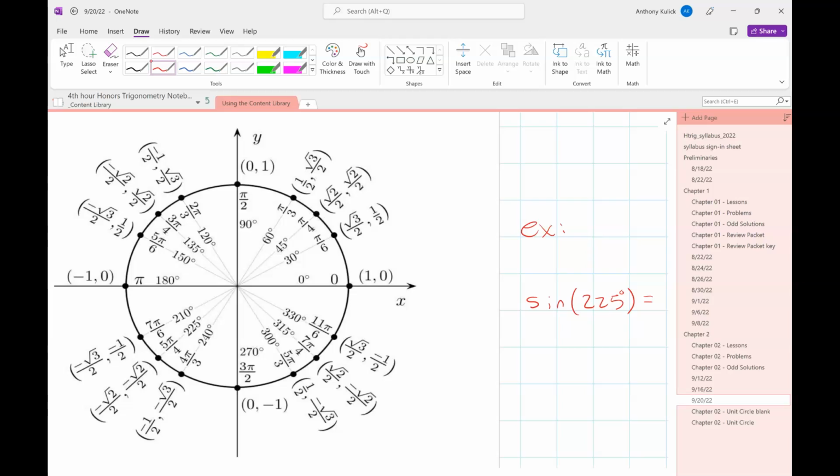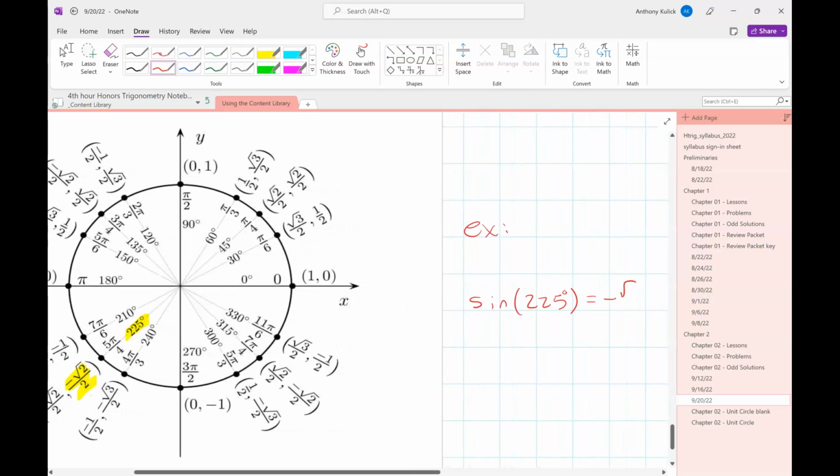So if I want to do sine of 225, first thing I'll do is see if 225 is on my unit circle. It is. Once I've done that, I remember that sine is equal to the y-coordinate. So I'll just read the y-coordinate off my unit circle. And I'm done.